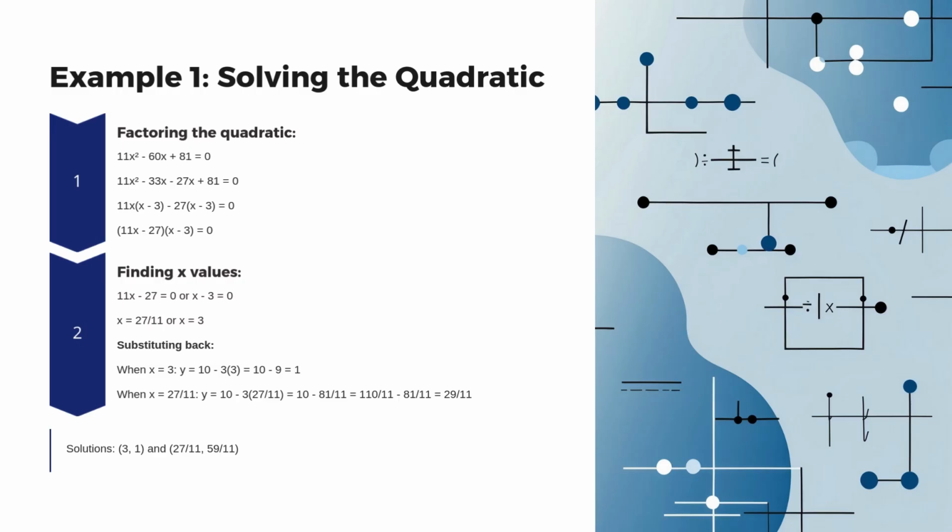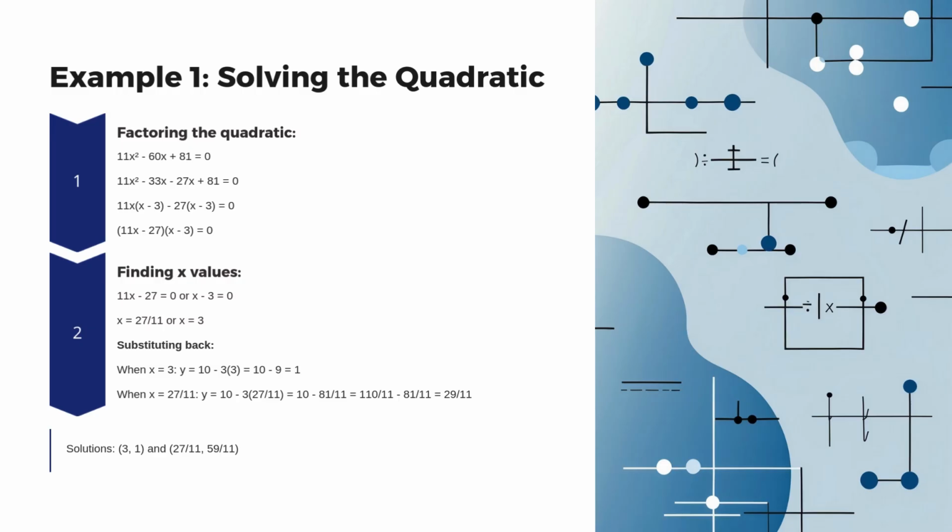When x equals 27 over 11, y equals 10 minus 3 times 27 over 11, which equals 10 minus 81 over 11, which equals 110 over 11 minus 81 over 11, which equals 29 over 11. This is simplified by writing 10 as 110 over 11, subtracting 81 over 11, and combining the fractions.